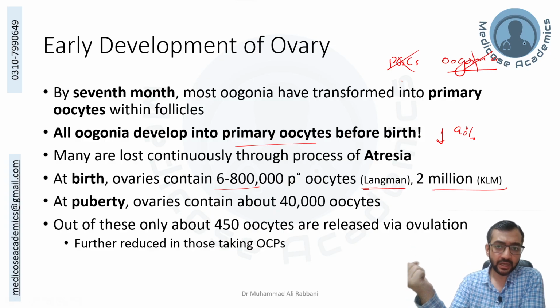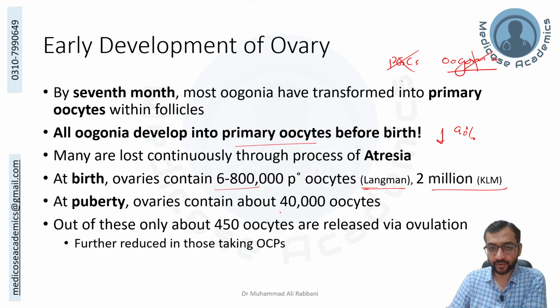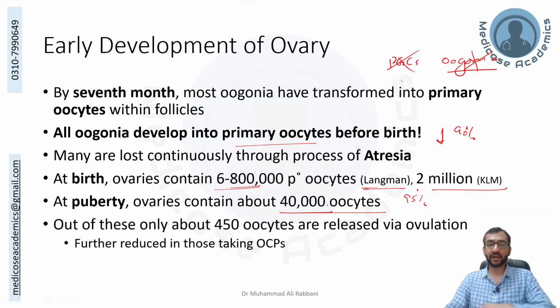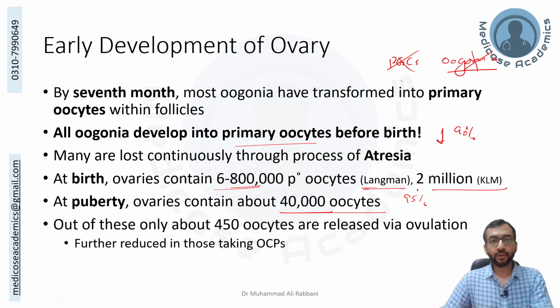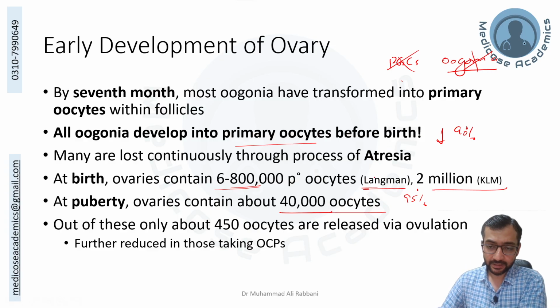And this atresia process does not stop in pre-birth, and it continues after birth till puberty and the time till the female starts her reproductive cycle. So at puberty, again roughly 90-95% are lost. You start from 800,000, you get to 40,000, so 95% decrease. So only 5% survive. So this is the 40,000 oocytes.